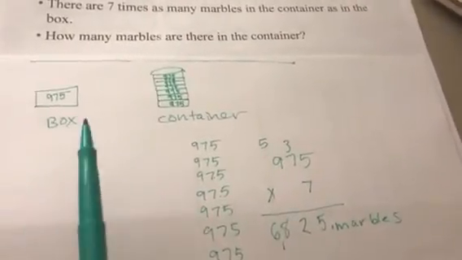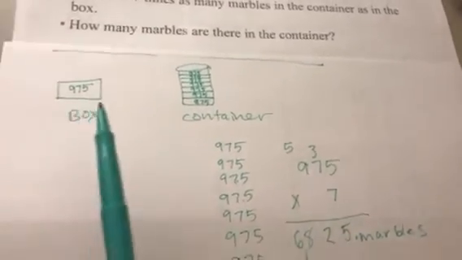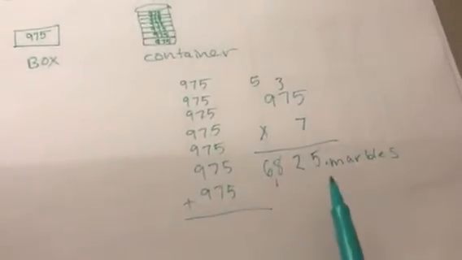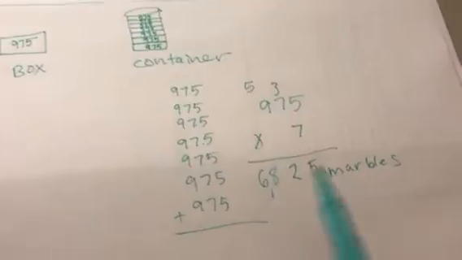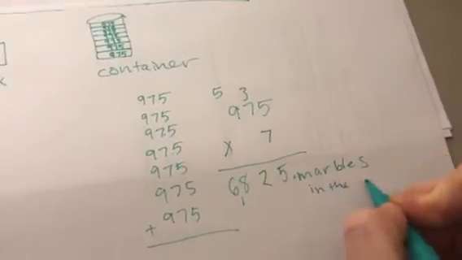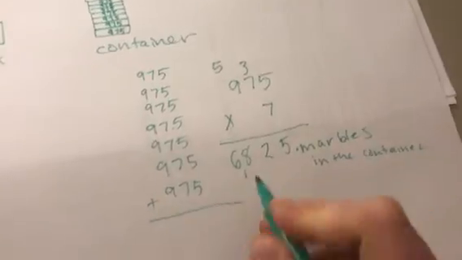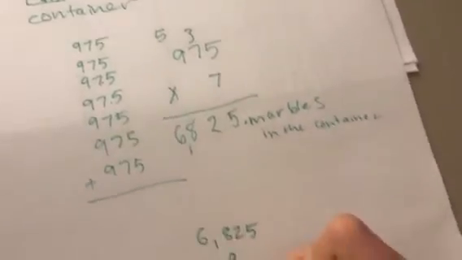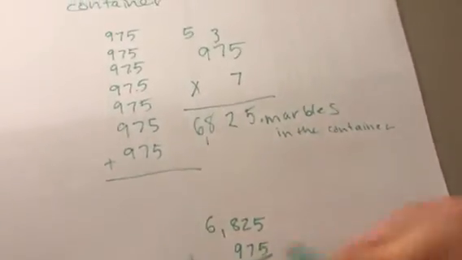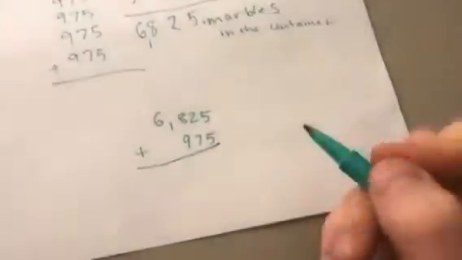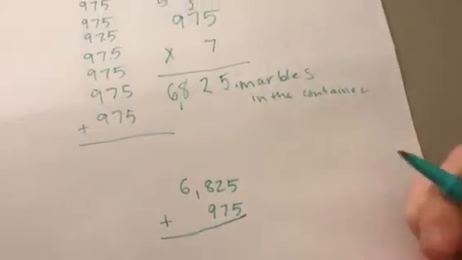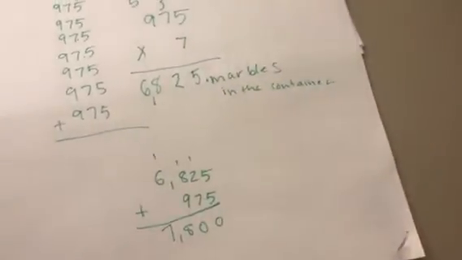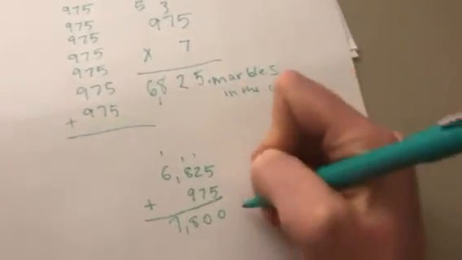Now you could also think, how could you take this problem a step further? And you could say, well, how many marbles do I have total between the box and the container? In that case, I would take the marbles, these are marbles in the container, and then I'd take that 6,825 and add it to the 975 marbles that are in the box. And so then if I were to find out how many marbles I had total, I would just add this up, and I could see that I have 7,800 marbles in all.